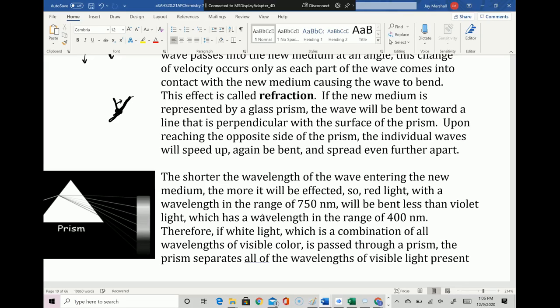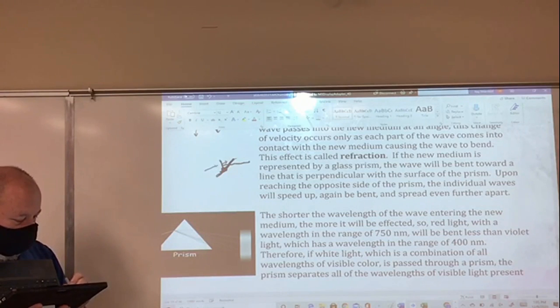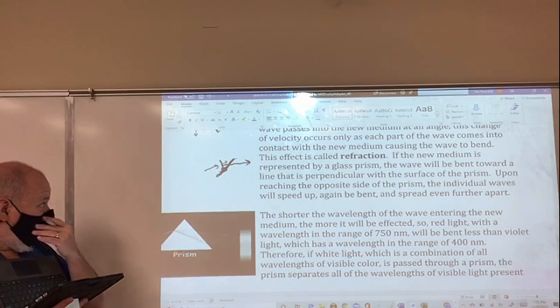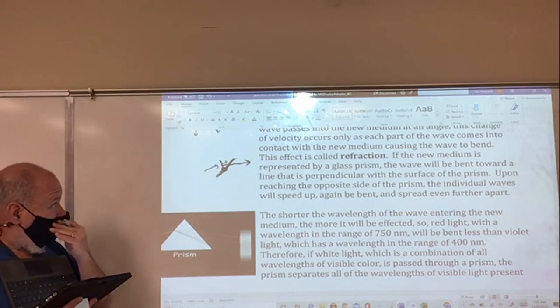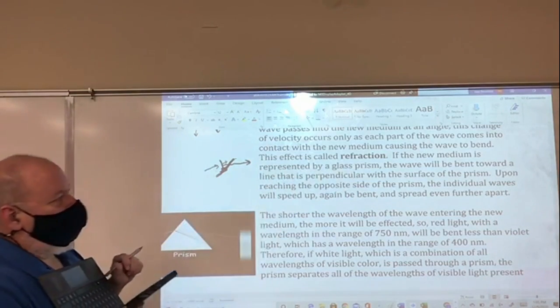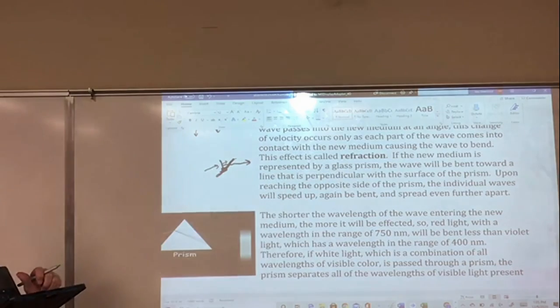And this part of the wave slows down. So what it essentially does is it kind of grabs a hold of that wave front and causes it to turn as I go. And it's no longer going this direction, it's going this direction when it comes into the prism there. And this effect is called refraction. If the new medium is represented by the glass of a prism, the wave will be bent toward a line that's perpendicular with the surface of the prism.